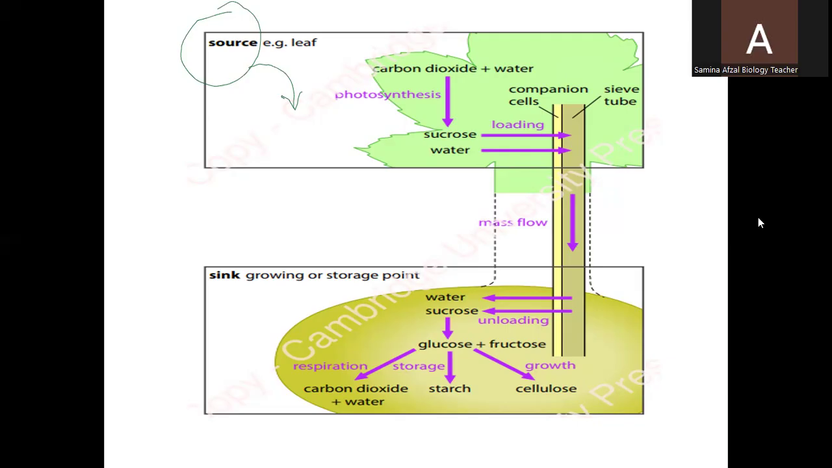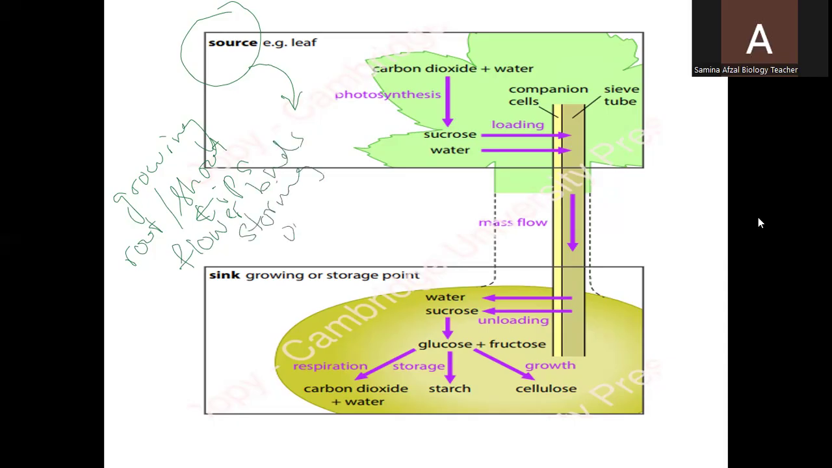The sink can be the growing root or shoot tips, the flower buds, storing organs, etc. In this way, all of them are called sinks. So food has to be moved from the source towards the sinks by flowing vessels.